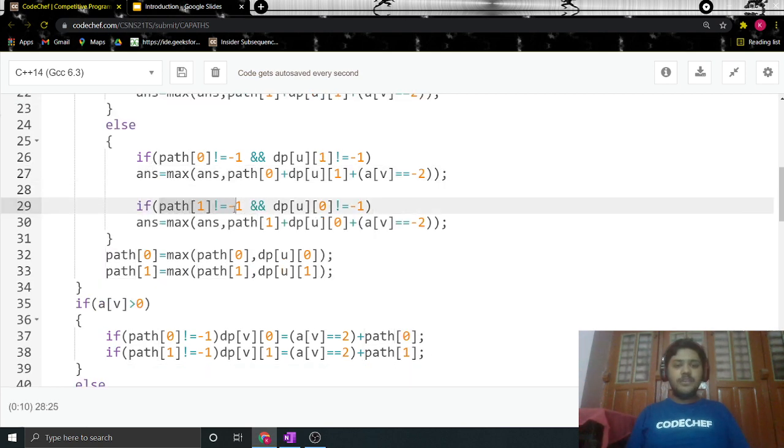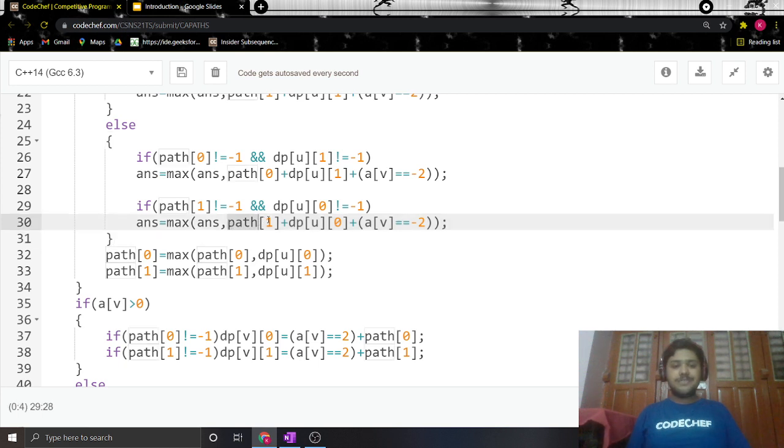Now if path 1, basically among all the children of vertex v which have been processed before u, path 1 stores the maximum of dp[u][1]. Now if it has something to offer, basically if it is not equal to -1, and the node u also has a path which is having a positive product, then just process it. This is the number of powers of 2 in that particular maximum magnitude negative product path, and this is the number of powers of 2 in the maximum magnitude positive product path, which starts from u, ends at any node in the subtree of u.